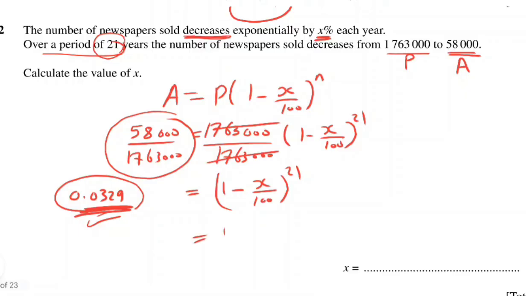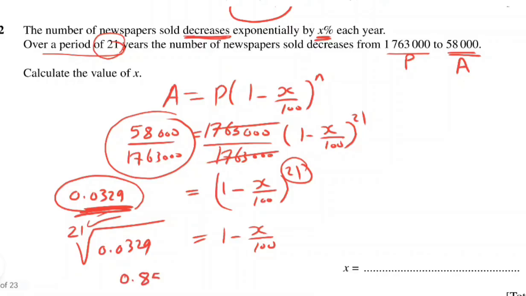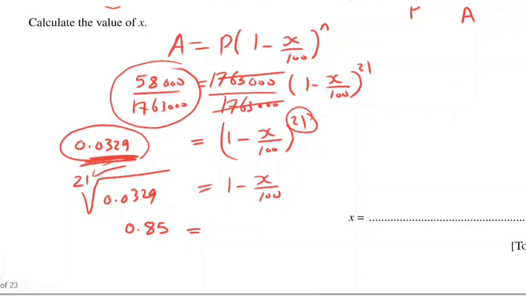Okay, now if I want to find this (1 minus x over 100), this is to the power of 21, so we have to take the 21st root of the answer that you have inside your calculator. So I have the answer in my calculator, I will just take the 21st root of the answer. So the answer now is 0.85. Okay, and here 1 minus x over 100.